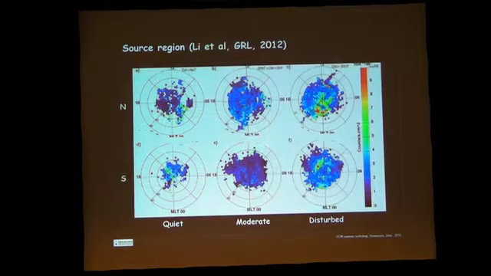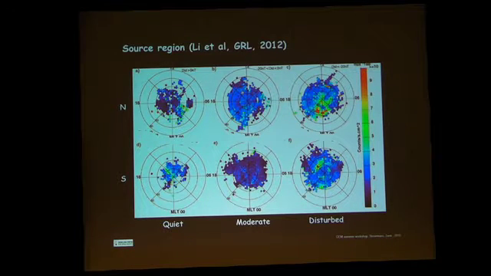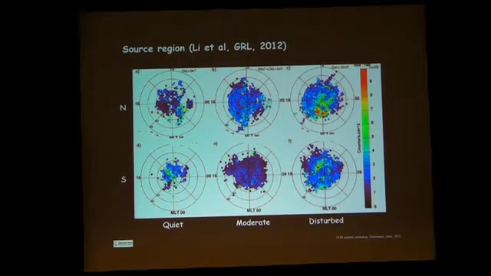He did this for hundreds of thousands of observations, and he was able to create maps of the outflow. These are maps for the northern and southern hemispheres, northern hemisphere on top, southern hemisphere on the bottom, during three different geomagnetic conditions: quiet, moderate, disturbed. So we see two things.